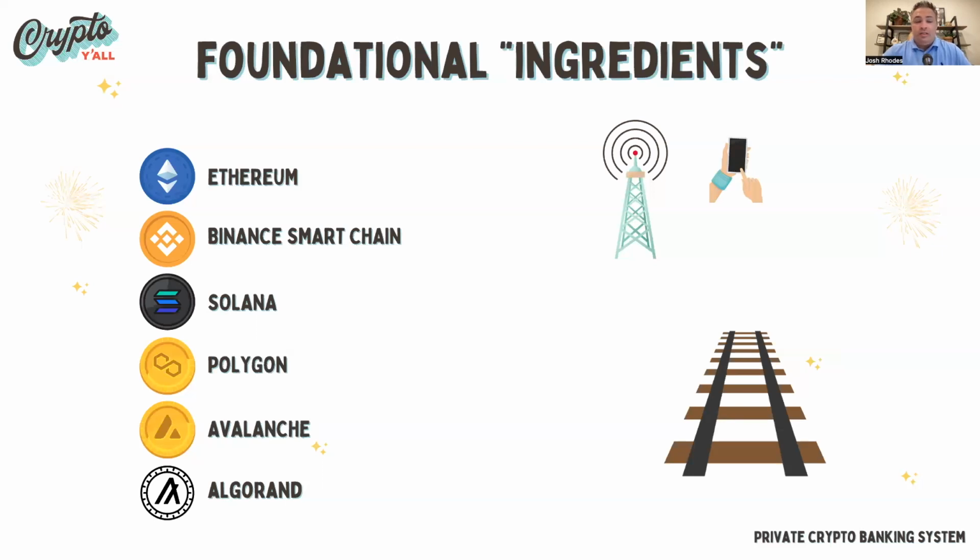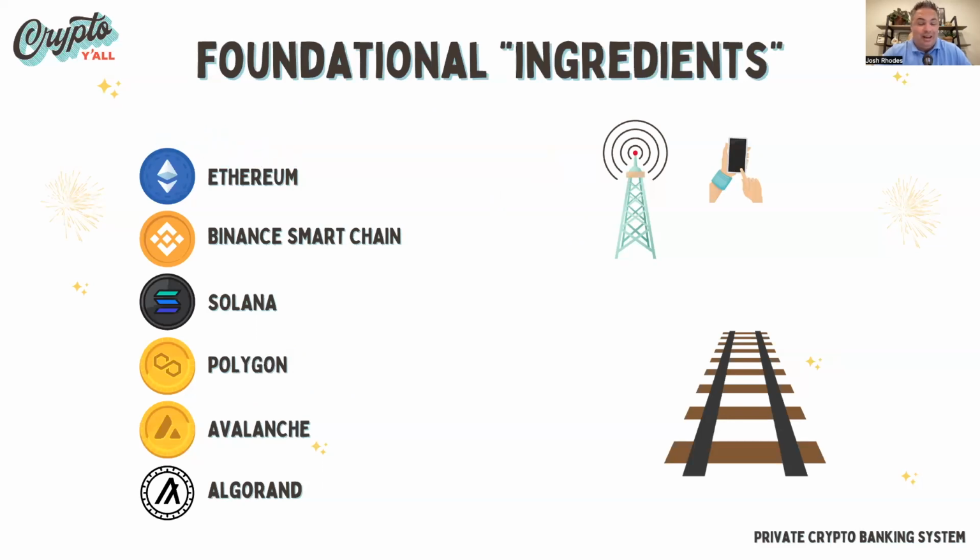Layer ones, they are their own network. They are their own entities. They are their own railroad track system, like Ethereum, Binance Smart Chain, Solana, Avalanche, Algorand. Layer twos, like Polygon, are built on top of Ethereum, and they're meant to help with scaling and economies of scale and just lowering gas fees. So Polygon is way less expensive to work on than Ethereum, but Ethereum was first to market.